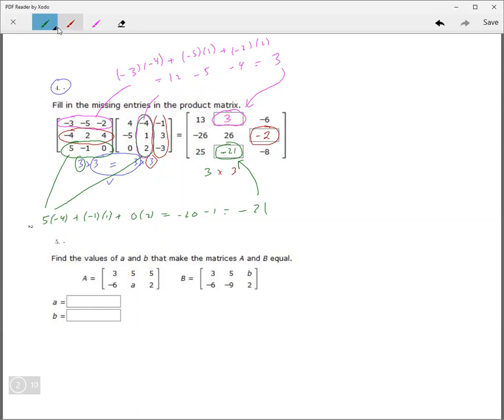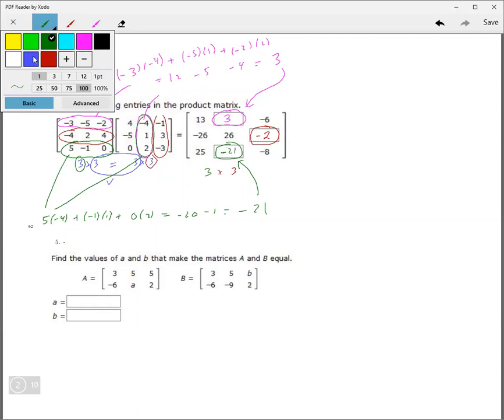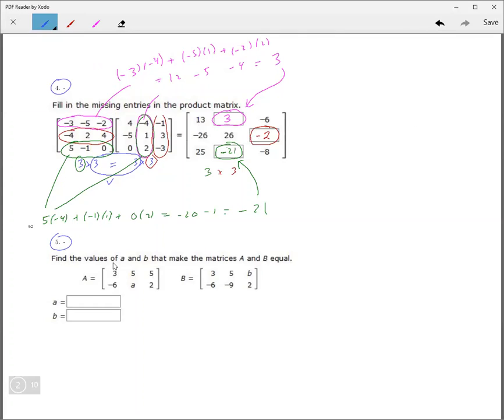Okay, so let's move along to number 5. Find the values A and B that make the matrices equal. So for two matrices to be equal, they have to be the same dimension, which these are, and all the entries have to match up. So that has to be that. That one has to be that one. Here, this has got to be a 5. So that means that B has to be 5. I'll put a 5 there.